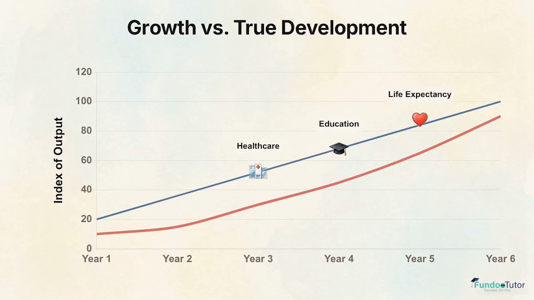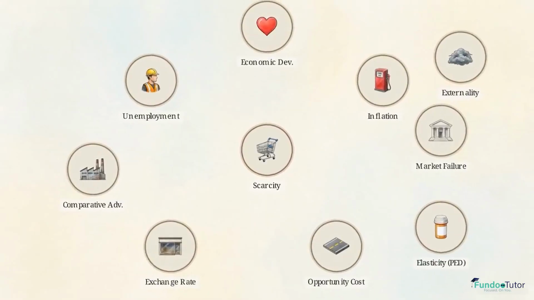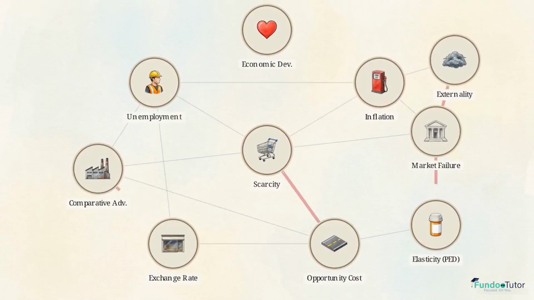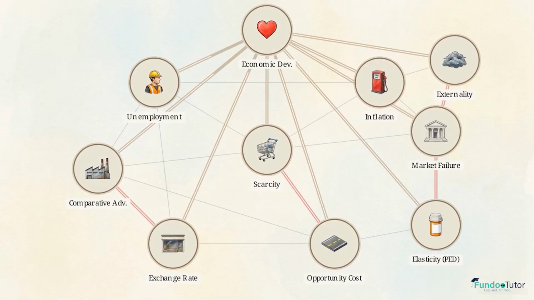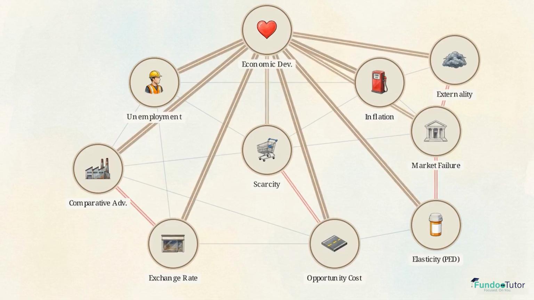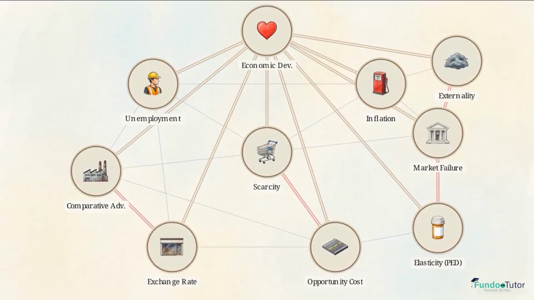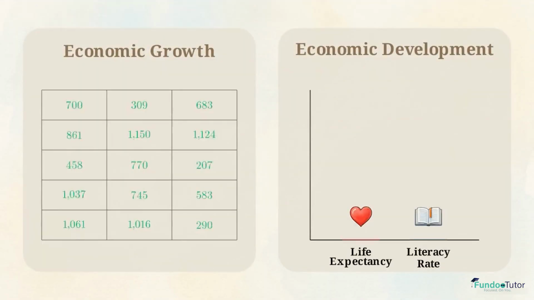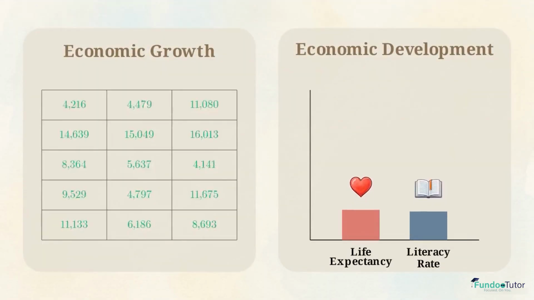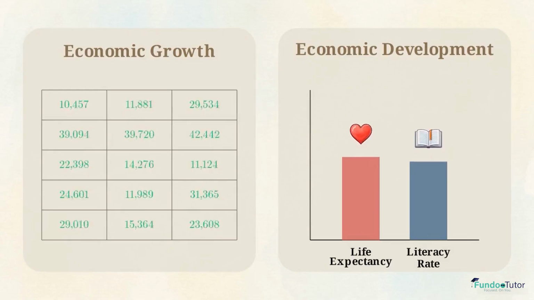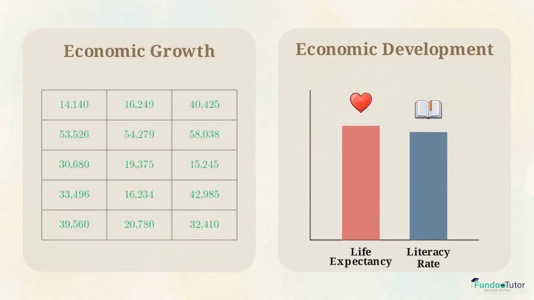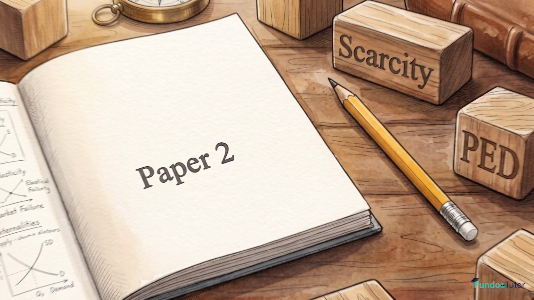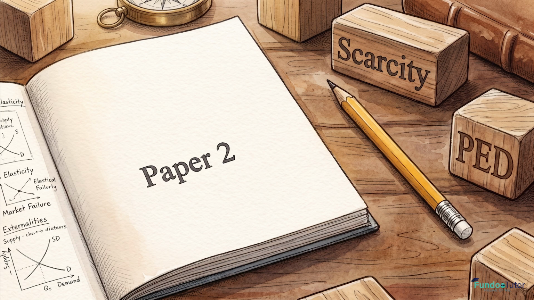overall life expectancy, from scarcity and opportunity cost to elasticity, market failures, inflation, and global trade. These are not isolated vocabulary words. They form a single, interconnected map. While expanding digits on a spreadsheet signal growth, the evidence of development is found in the widespread, tangible improvement of human health and education. Spending 20 minutes testing yourself on these building blocks ensures you can use them as precise tools to build your arguments in Paper 2.